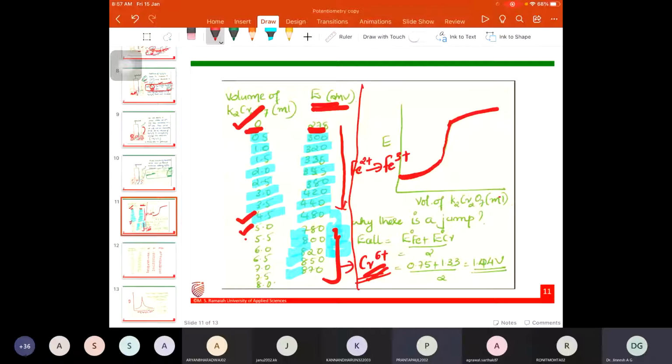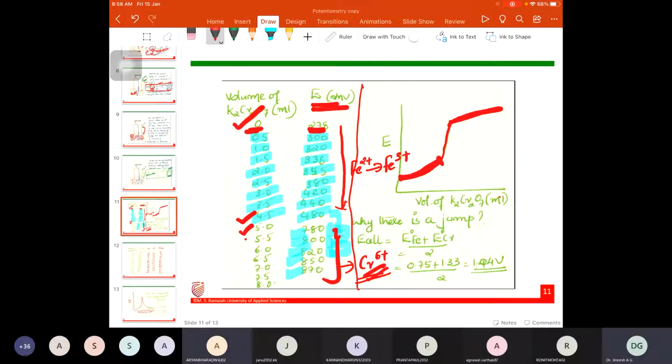There is a sudden increase in potential at the endpoint. What could be the reason? Up to the equivalence point, the potential increases due to the conversion of Fe2 plus ions into Fe3 plus ions. After the equivalence point, the potential increase is due to the addition of Cr6 plus ion. Now my question: why at the equivalence point is there a jump in the potential?